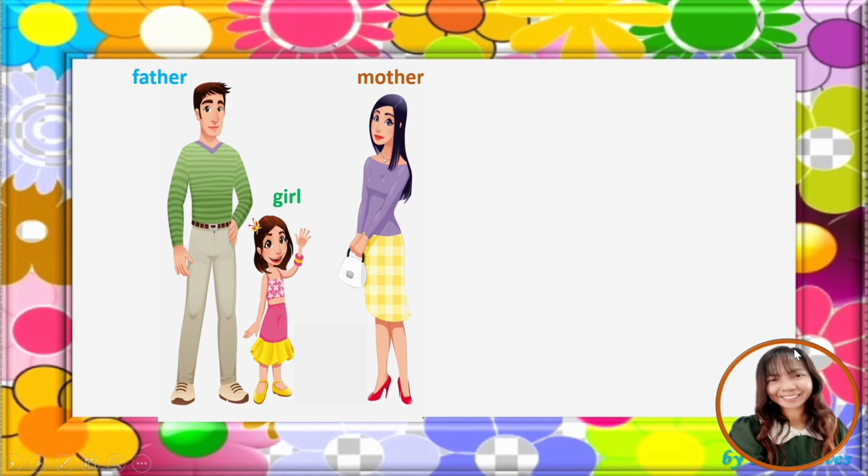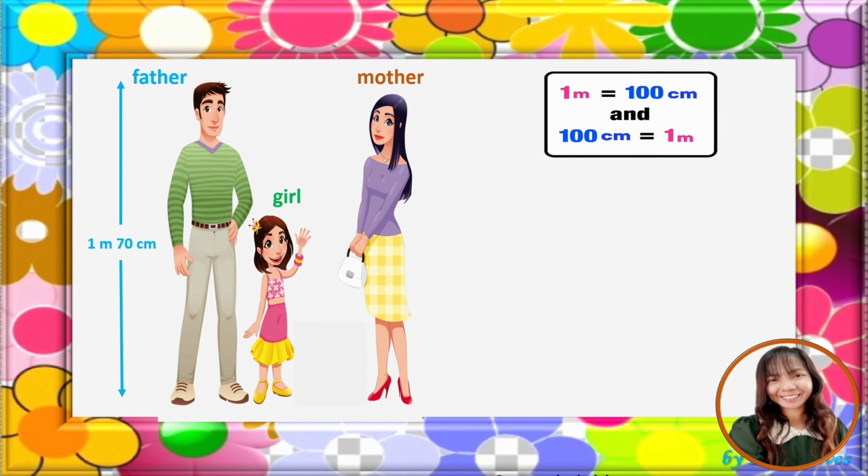Alright, so let's review comparing length. So we have here the father, the mother, and the girl. The length of the father is 1 meter and 70 centimeters. And for the length of the mother, please don't forget that 1 meter is equal to 100 centimeters, or vice versa, 100 centimeters is equal to 1 meter. So let's convert the height to centimeters.